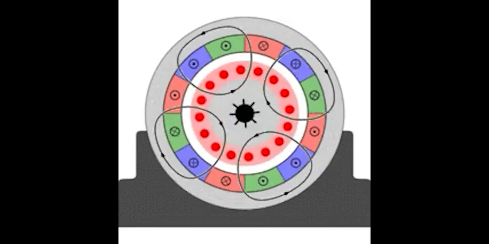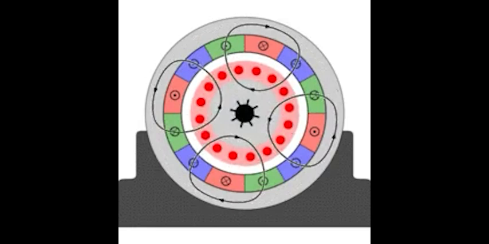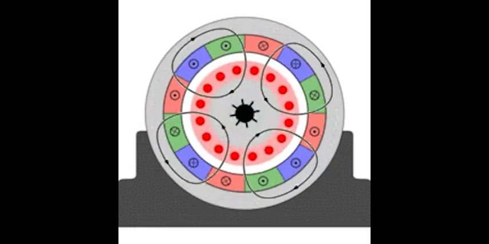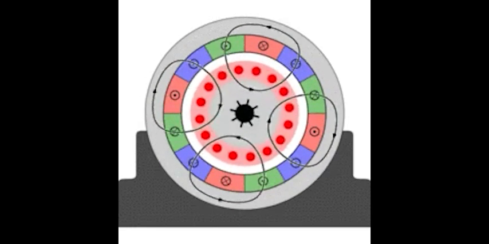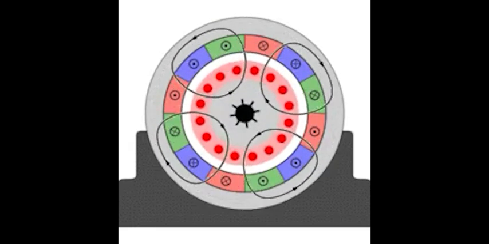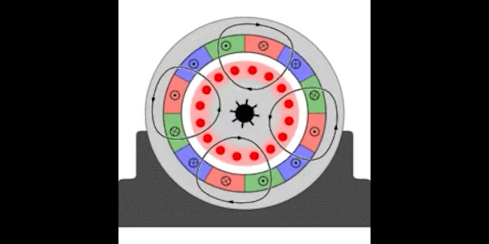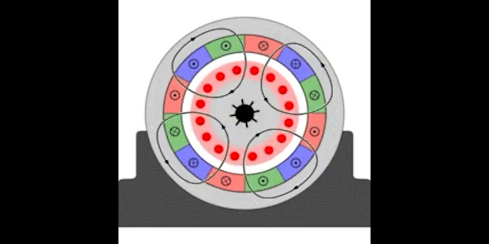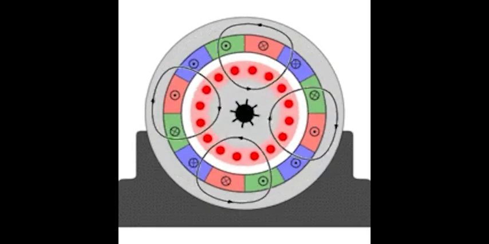The same cannot be said for induction or asynchronous machines. These are similar in design to synchronous machines, the key difference being that the rotor is not magnetized permanently or by an external power source. Instead, the rotor is replaced by some closed loop of wire, the shape of which can differ.